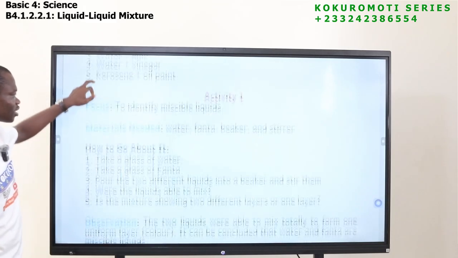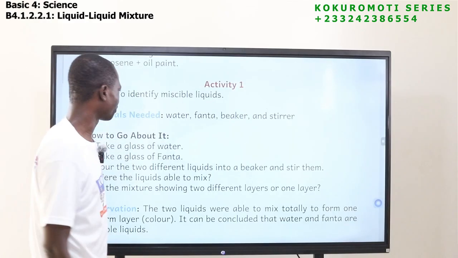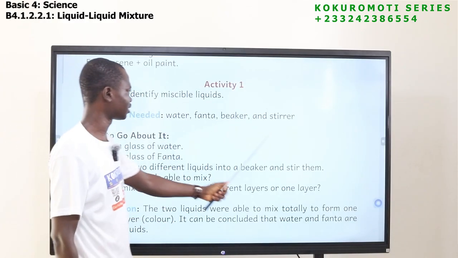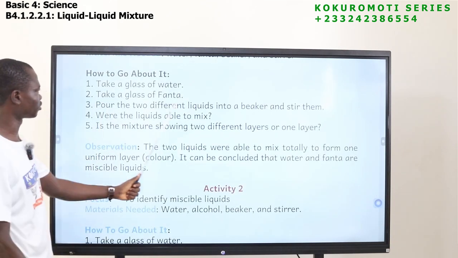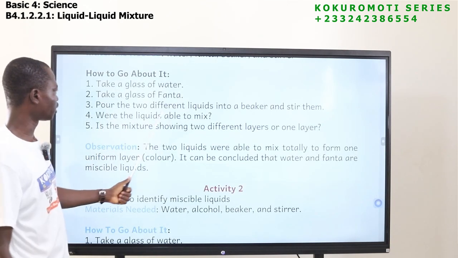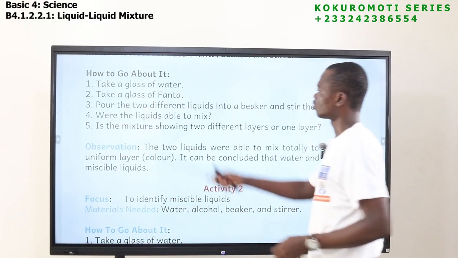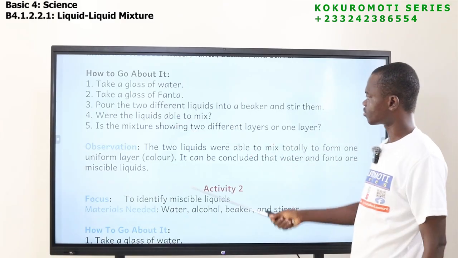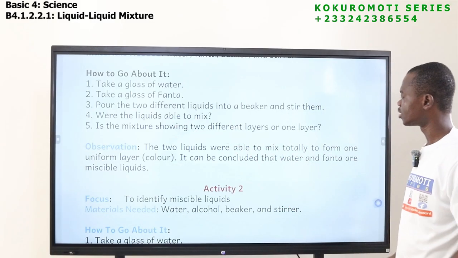Okay, now let's look at activity 1 here. The focus is to identify miscible liquids. Materials needed: we have water, Fanta, beaker, and stirrer. Now, how to go about it? Take a glass of water, take a glass of Fanta, pour the two different liquids into a beaker and stir them. Number 4, is the liquid able to mix? Number 5, is the mixture showing 2 different layers or 1 layer?